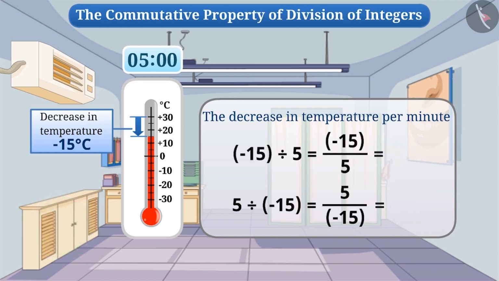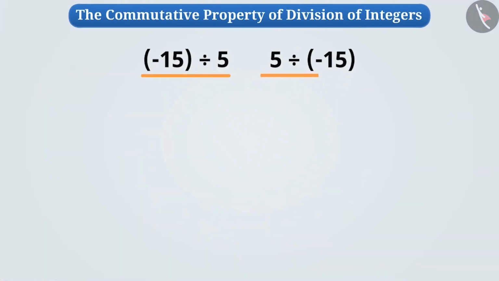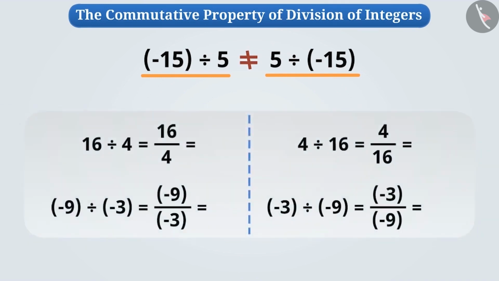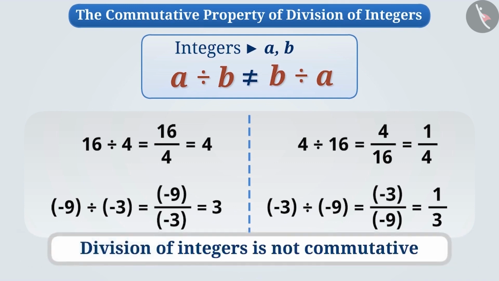The result of minus 15 divided by 5 will be minus 3. And when the order is changed, the result of 5 divided by minus 15 will be minus 1 by 3. The results are not equal. Therefore, we can say that minus 15 divided by 5 is not equal to 5 divided by minus 15. You can also find out from the following examples. Pause the video and verify that the right side and left side results are not equal. This shows that the result of division of any two integers is not equal to the result obtained by changing their order. That is, the division of integers is not commutative.